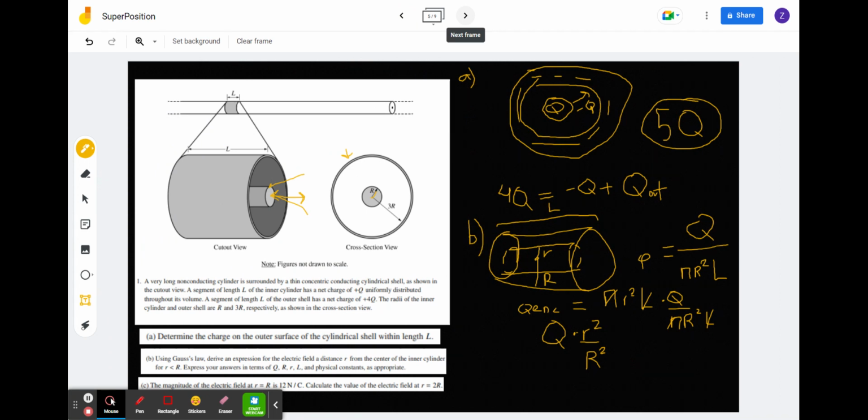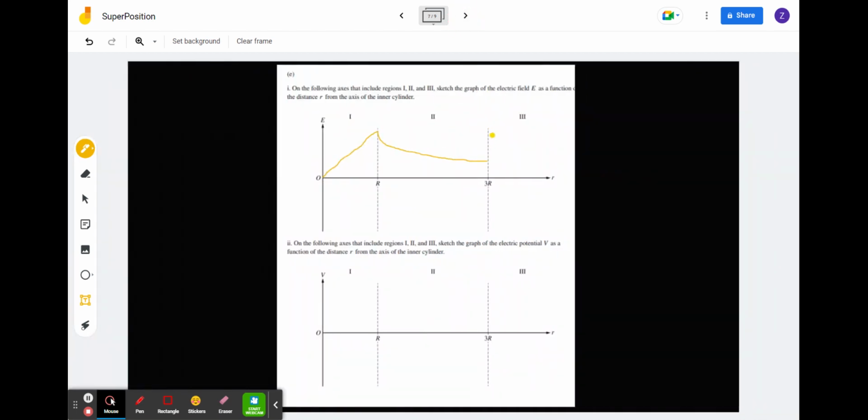But then at 3R, the charge jumps from Q to 5Q, right? Because now we're outside of both of these cylinders. So we can approximate it as a line of charge 5Q rather than Q. Meaning that the field strength should jump up, and once again decrease.